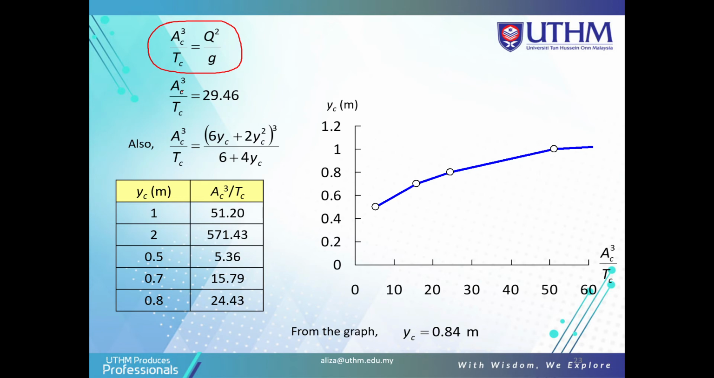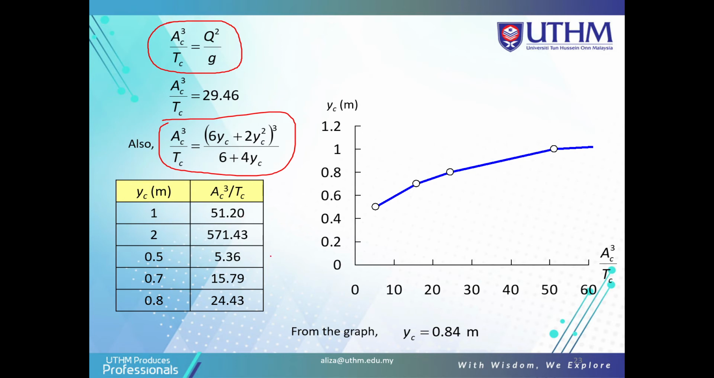Okay, so AC over TC here, and this is YC. AC over TC, you get this formula based on this one. Now you get the YC here, and here AC of TC is this one, so you just put it here. Okay, this is the graphical method.